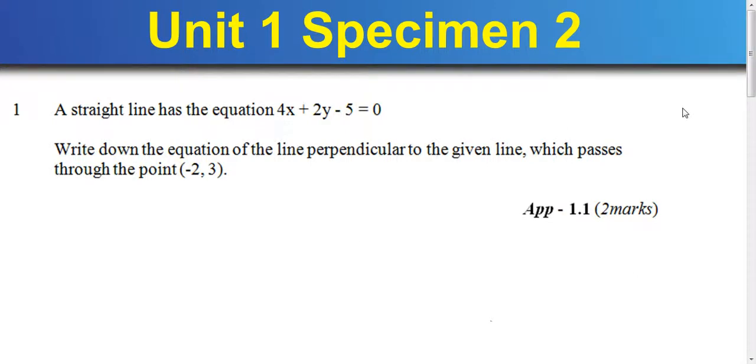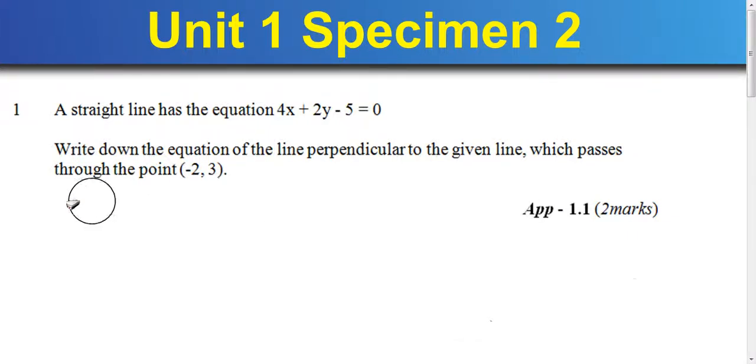In this lesson, we're going to look at how to solve the questions from the Unit 1 Higher Specimen 2 paper. So let's look at question 1. A straight line has the equation 4x plus 2y take away 5 equals 0. Write down the equation of the line perpendicular to this one, which passes through the point negative 2, 3.